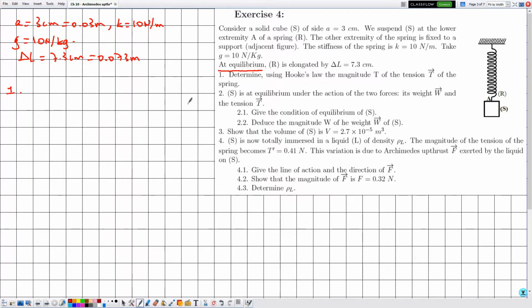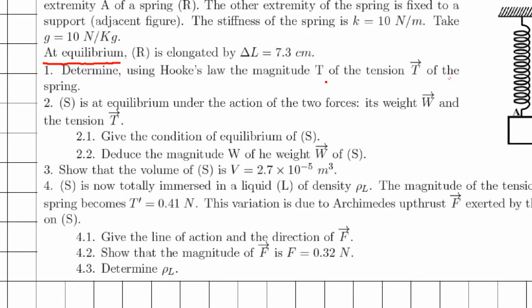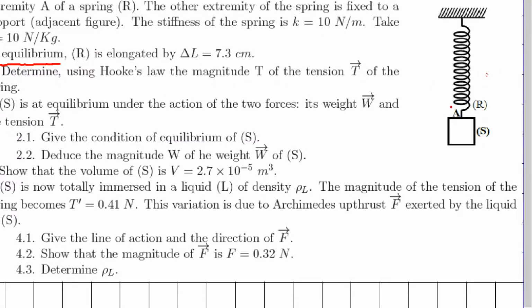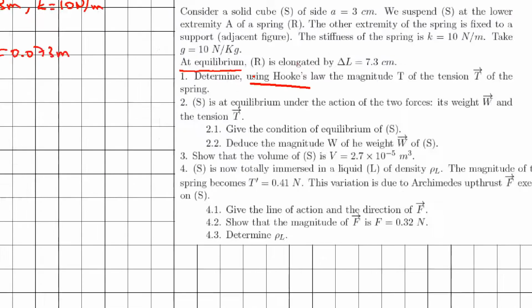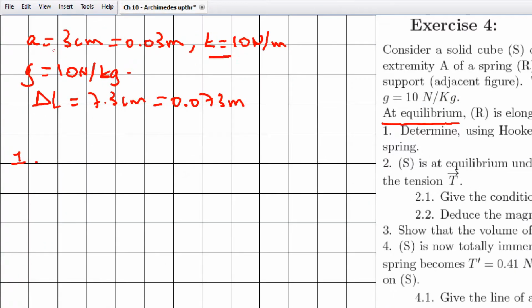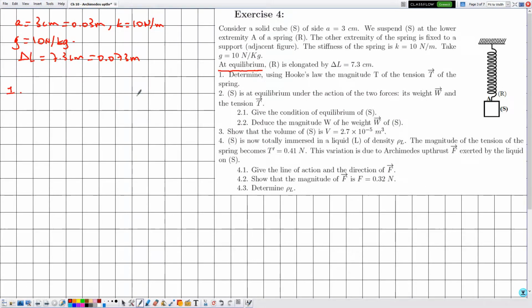Number 1. Determine, using Hooke's law, the magnitude T of the tension vector T of the spring. Here, because we have a spring, the solid S will be subjected to the tension in addition to the weight. And they are telling me to use Hooke's law because we have the stiffness and we have the elongation. Whenever we need to use a law, we need to mention the law that we are using. Apply Hooke's law.